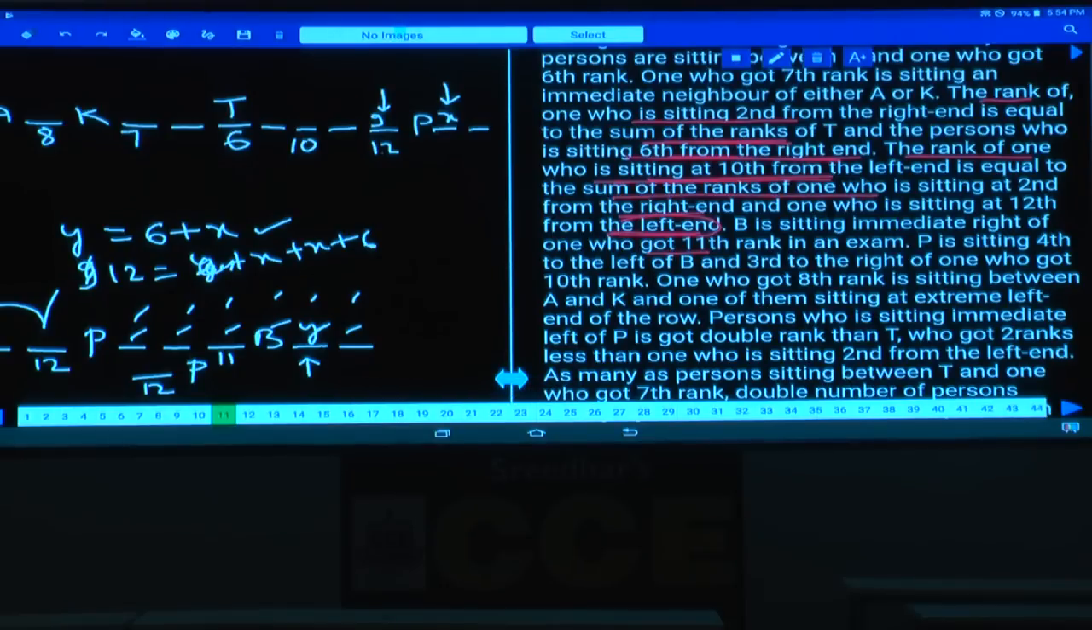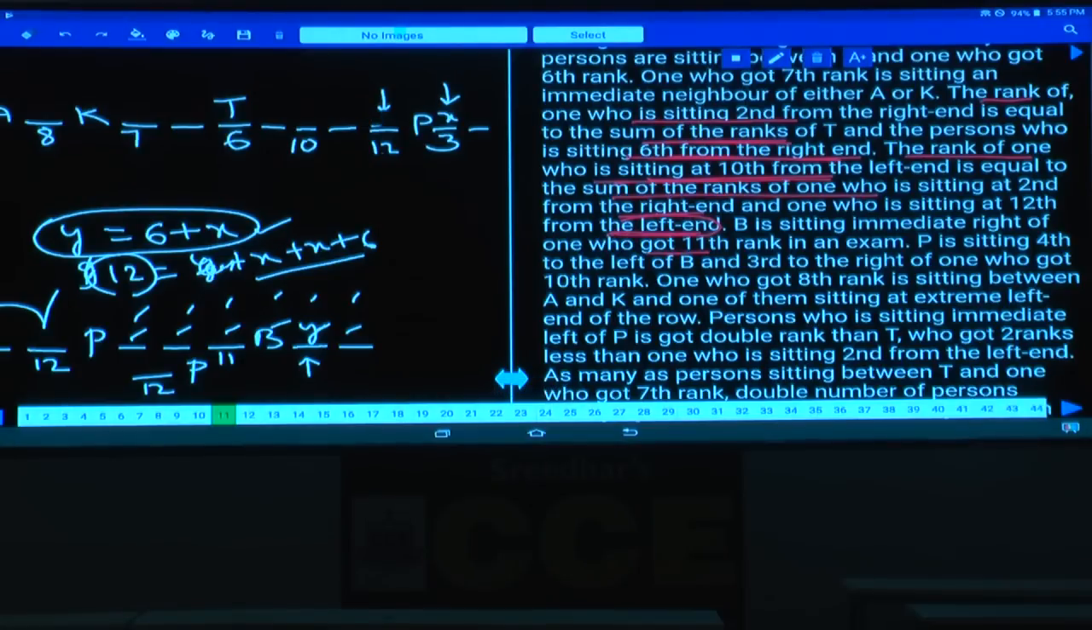If the rank of X is 3, now see the sum of these two, Y is 6 plus X. Now, this 12 is equal to this Y. Now, this equals 2X plus 6. Hence, X equals 3. Finally, we got that X equals 3.